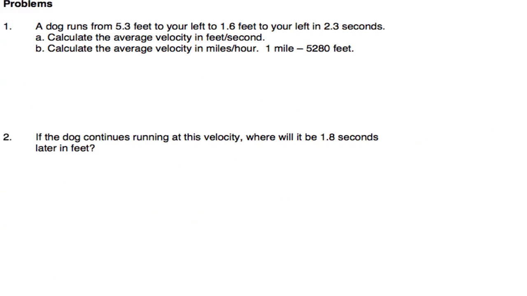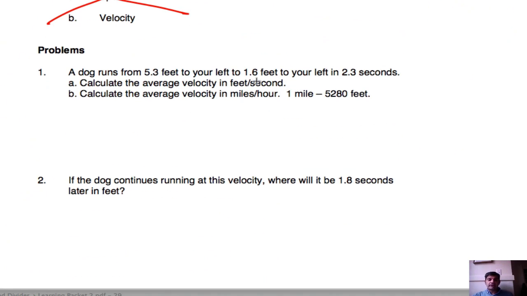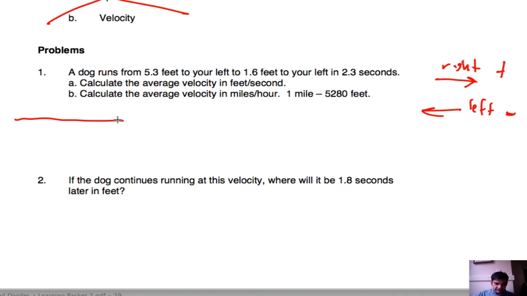All right. And then moving on to this next problem here, let's go ahead and take a look. So we have a dog running from 5.3 feet to my left to 1.63 feet to my left in 3 seconds. So let's define some positive and negative here. We're going to say right is positive, and we're going to say left is negative. So let's go ahead and set that up. So what that means is I'm here. So I am right here at the origin.